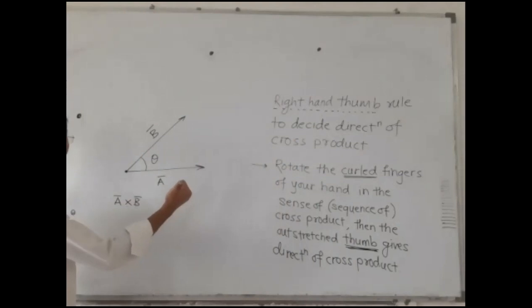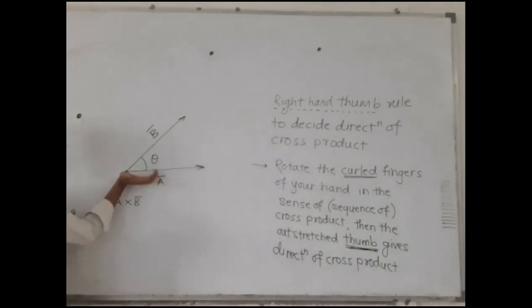Outstretch the thumb, and use your curled fingers to give the sense of rotation from A cross B, A to B.